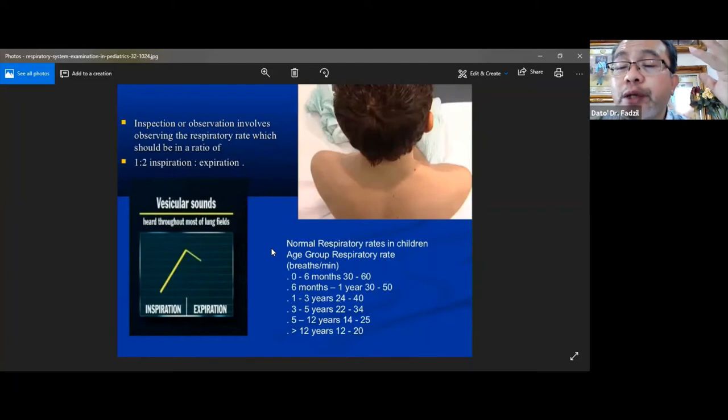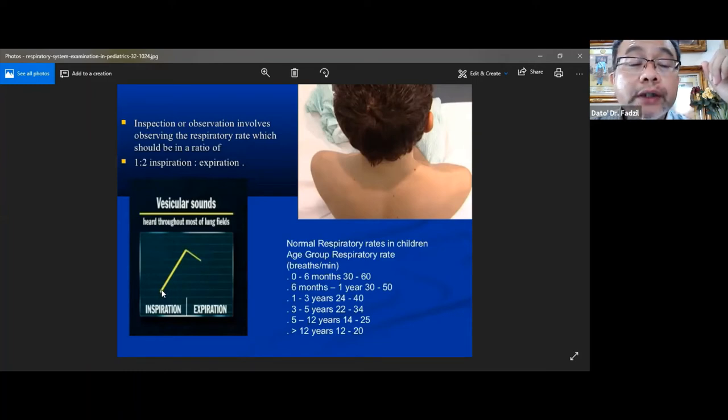When you inspire, when you expire, usually when you listen, inspiration is far longer than the expiration. You have to realize that in the sound, the inspiration is longer than expiration. The usual ratio is 1:2. The expiration is longer because the inspiration is active. When you expire, gravity is involved, because your muscles relax, the chest falls down, and gravity affects it, so it's longer.